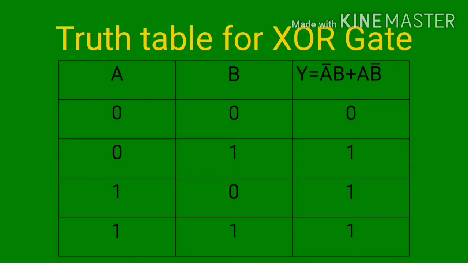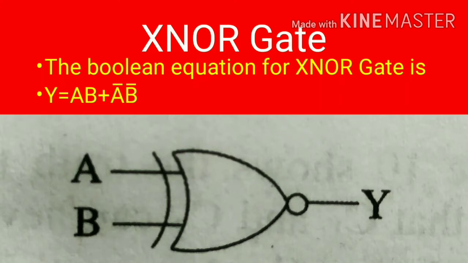Truth table for XOR gate: if the values of input A and B are equal to 0, we get y value 0. For the other values, the output value will be 1. XNOR gate: the Boolean equation for XNOR gate is y equal to AB plus A bar B bar.